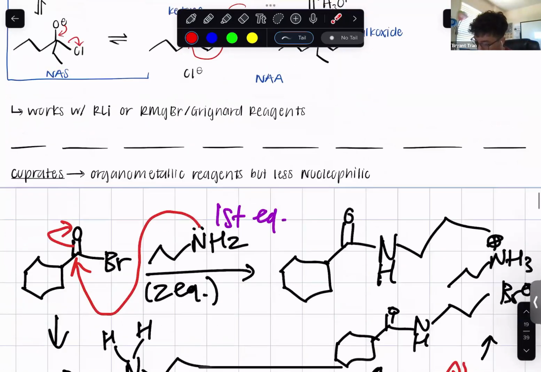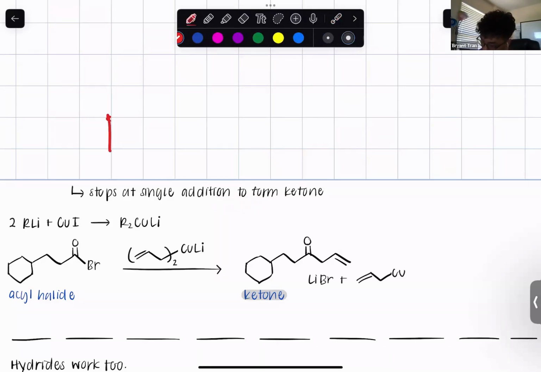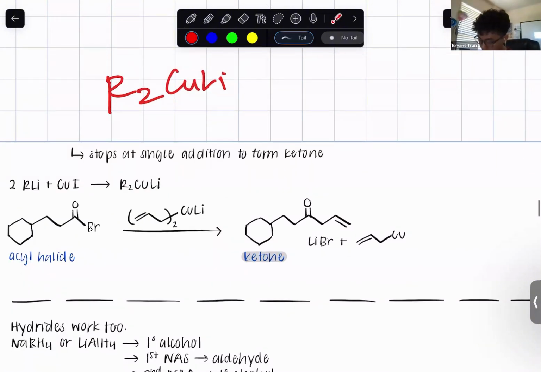Okay. Now, if you want to use a less reactive organometallic reagent and only add the R group once, you can use an organocuprate, which stops at the single addition to form a ketone, right? And the organocuprate is going to be in this form right here, where we have R2CuLi, but you're only going to add the R group 1 time to the derivative. So this is our R right here, which we're going to substitute with that bromine, which is this product right there, right? And these are just the side products there.